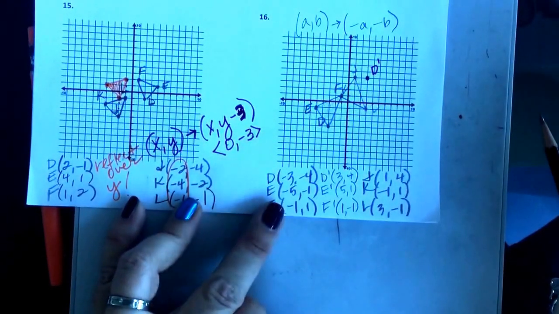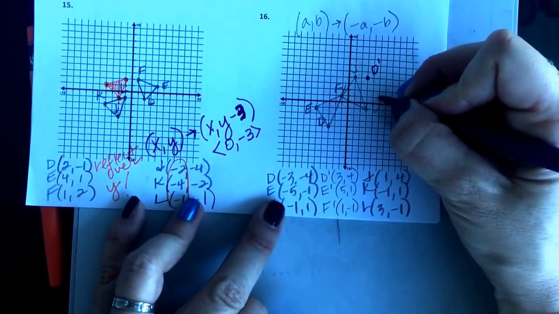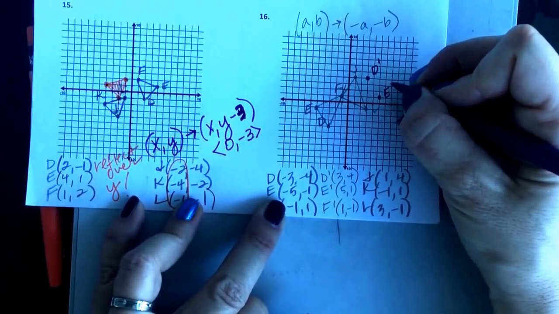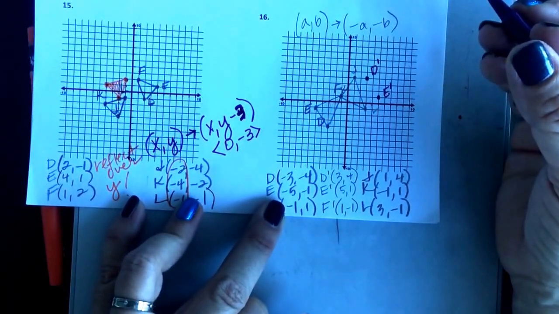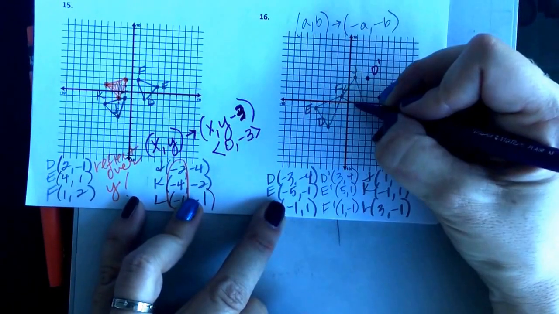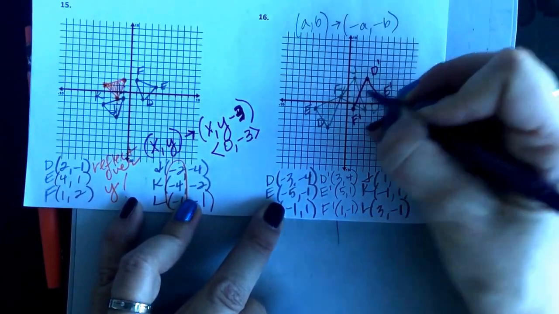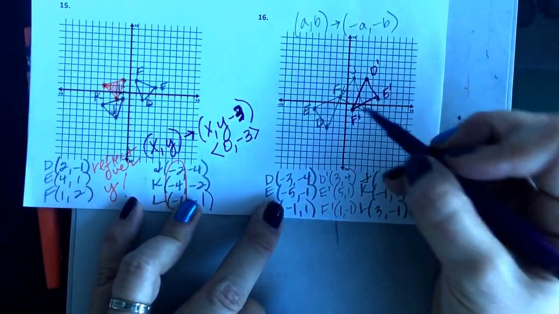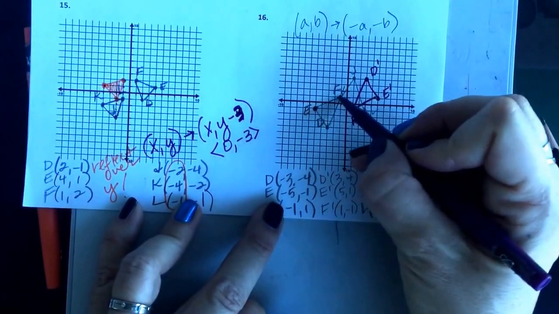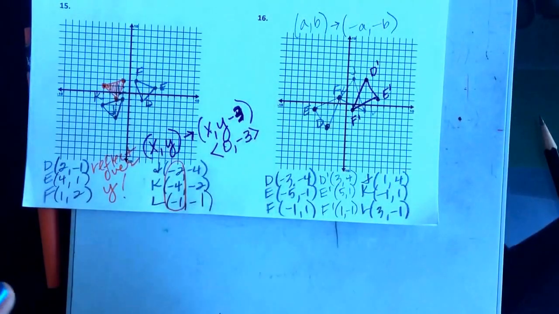Oh, I think I'm going to get somewhere here. E prime, 5 and 1. And then F prime, 1 and -1. Yep, I can see it now. So that's me taking E, F, D, and rotating it 180 degrees.